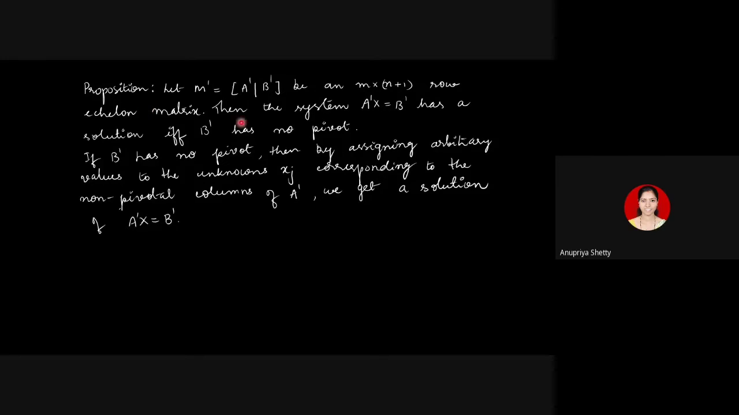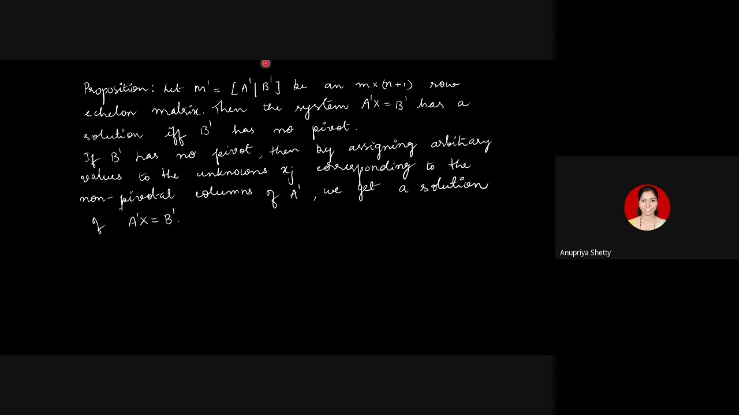So the proposition says that the system A' x = B' has a solution. It doesn't tell you how many, but it will have a solution, at least one, if and only if B', that is the second column or the second block which is there in M', has no pivot in it. It should not have a pivot.